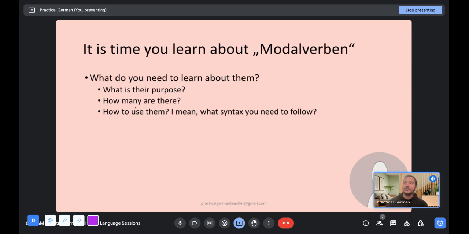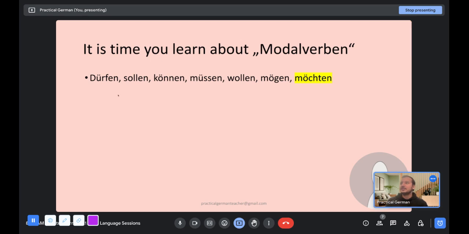So what is their purpose? I just told you. How many are there? Six, I told you. How to use them? What syntax? Let's talk about that now. So these are the modal verbs.